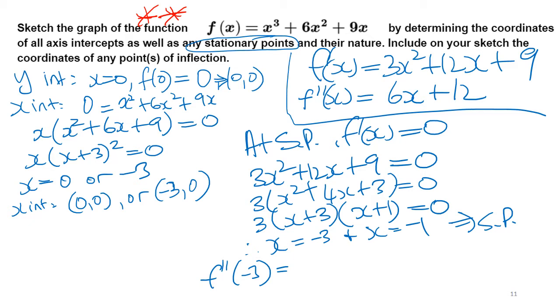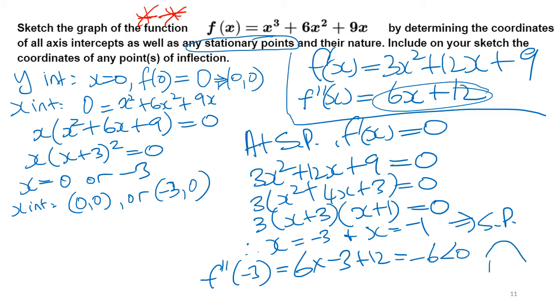Right, we're going to sub that into the second derivative. So 6 times negative 3 plus 12, negative 18 plus 12, we got negative 6. We know negative 6 is less than 0, which means it is going to be concaving down at this point, or it's going to be a maximum turning point.